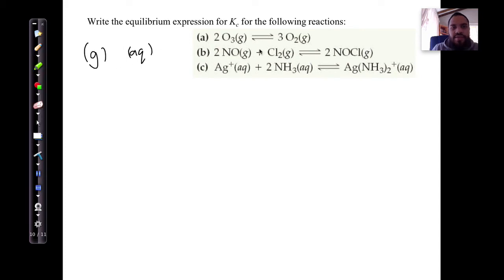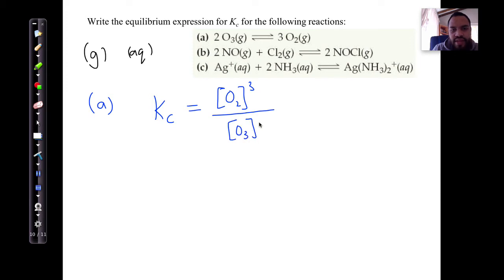Okay, so let's do the equilibrium constant for A. That says Kc is equal to the concentration of whatever's on the product side, and in this case it's the O2 gas raised to the power of 3 divided by the concentration of the O3 gas raised to the power of 2. That's your solution for A. Let's do B.